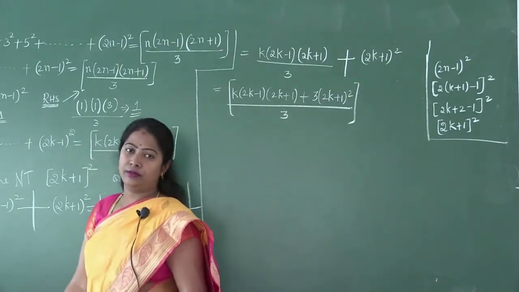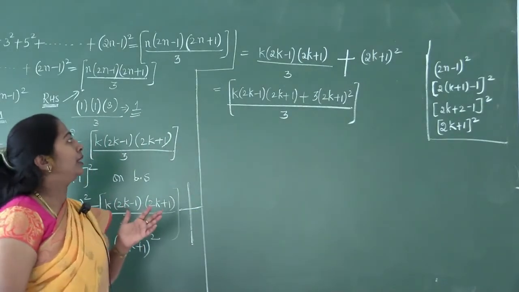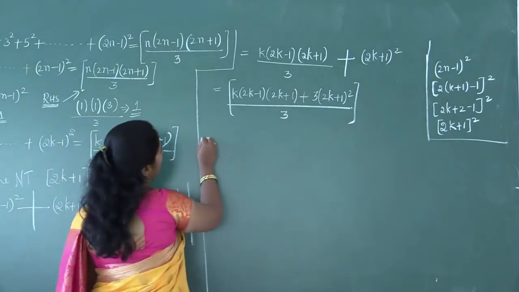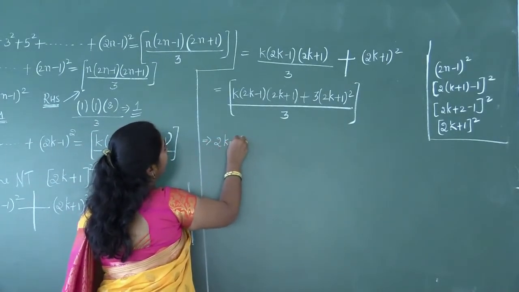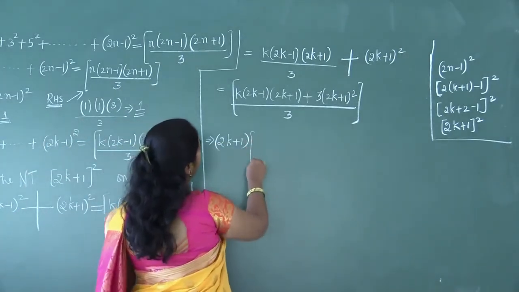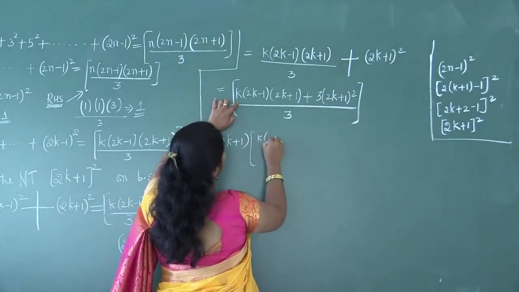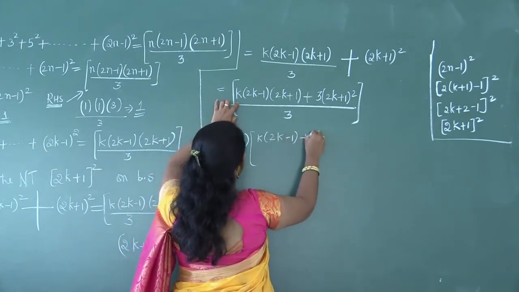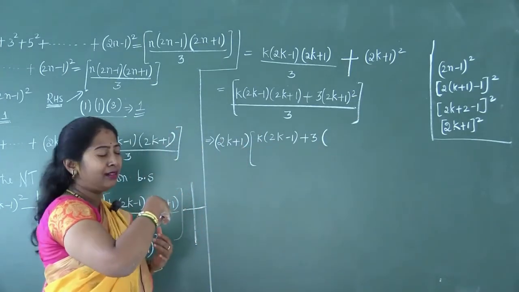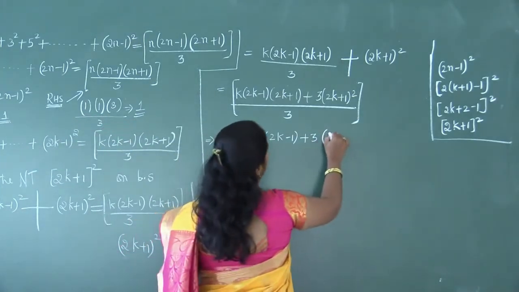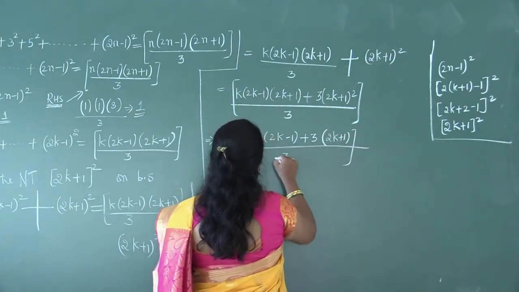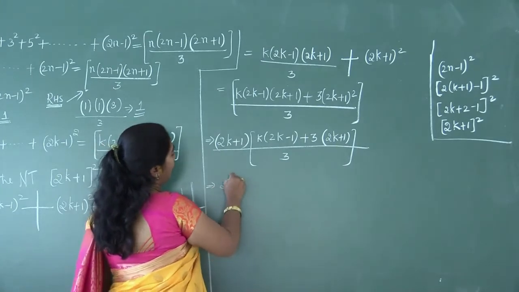Now when you observe the numerator, what is common in the numerator? 2k plus 1 is common. So what do I write here? I shall take out 2k plus 1 as common factor, and what is left out now? K into 2k minus 1 plus 3. One term of 2k plus 1 is taken out as a common factor. Another term remains, that is 3 into 2k plus 1 whole thing divided by 3. Now what do I get?